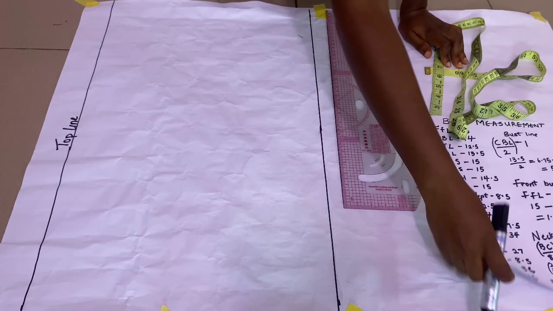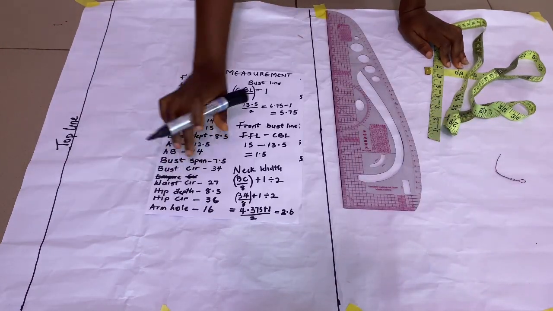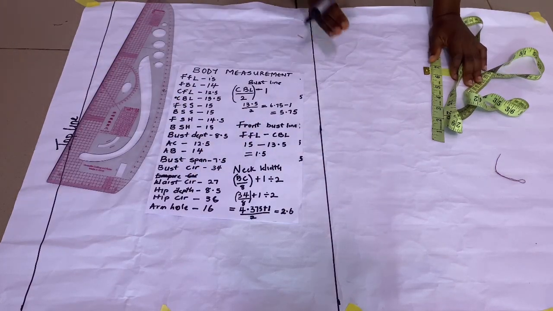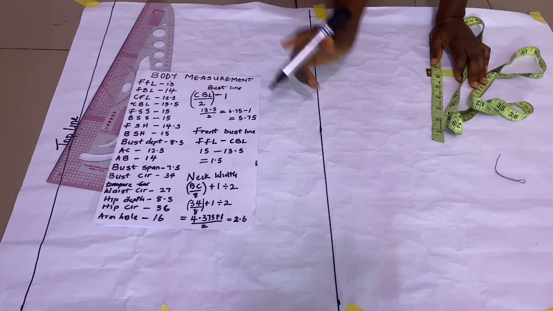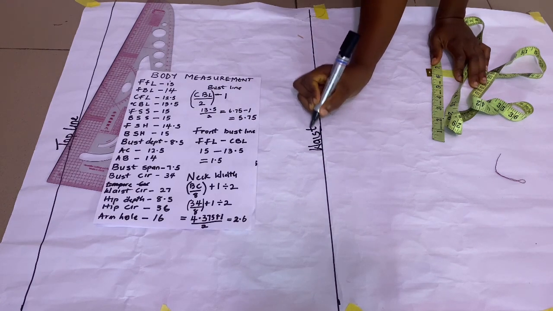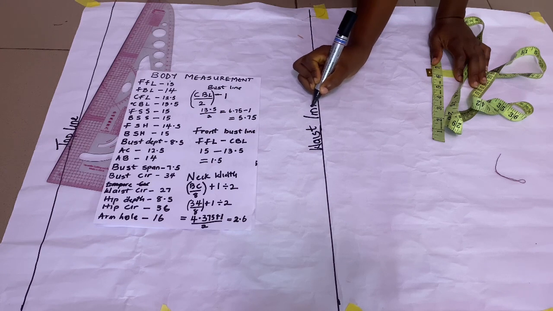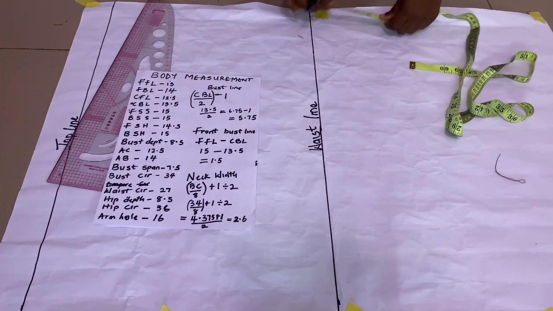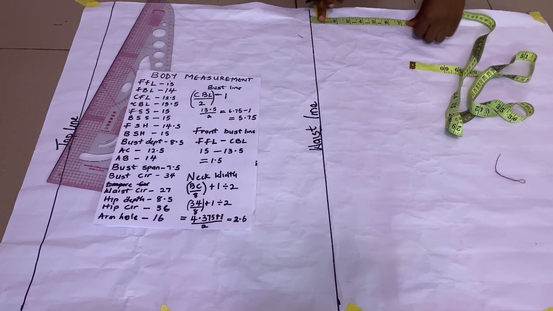So the next thing is the hip depth, and the hip depth for this measurement is 8.5. So I'll mark it from the waistline down, 8.5.